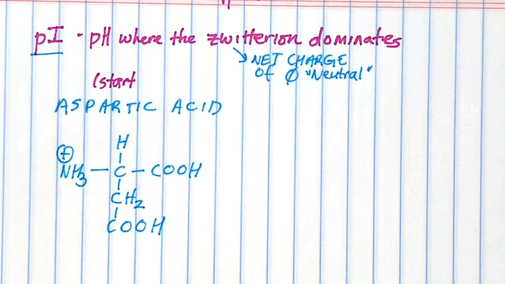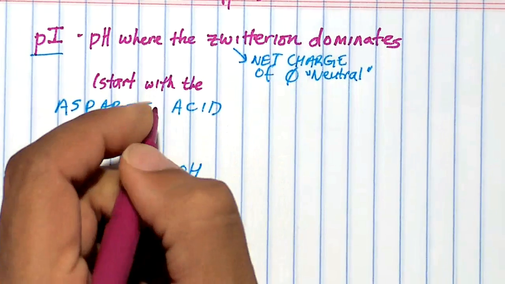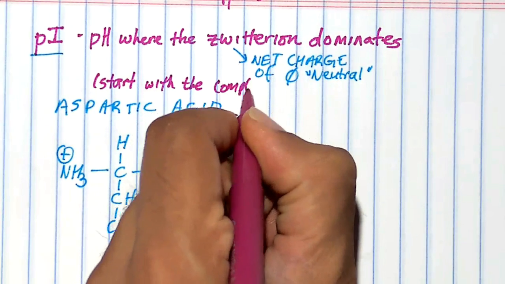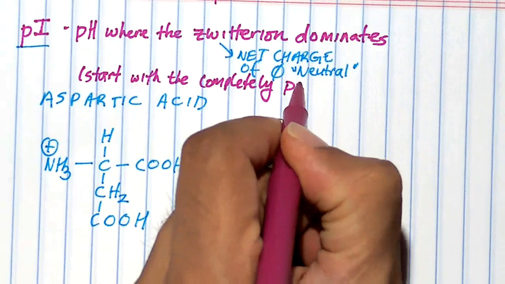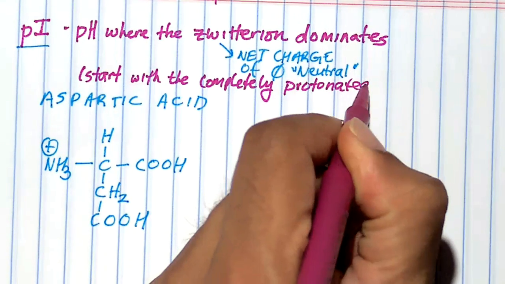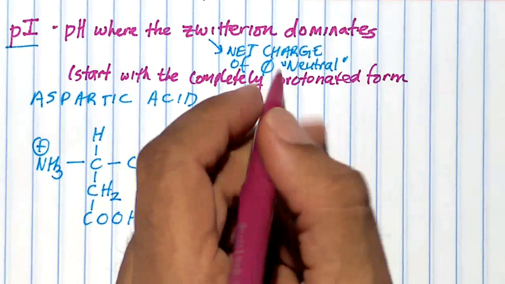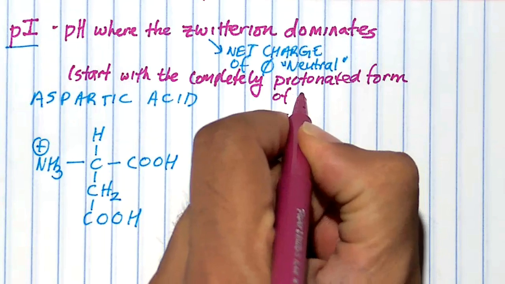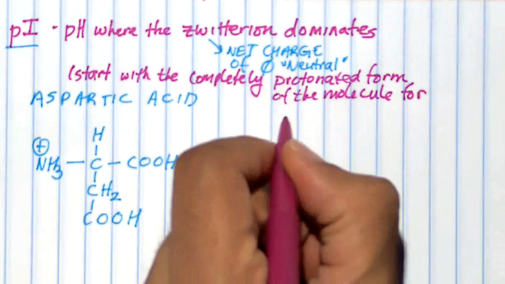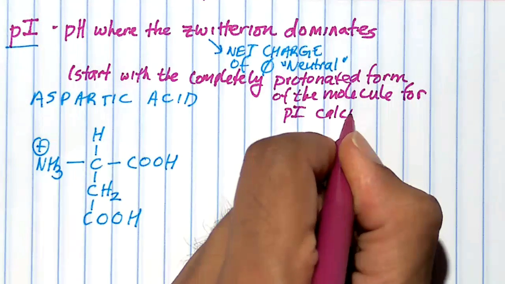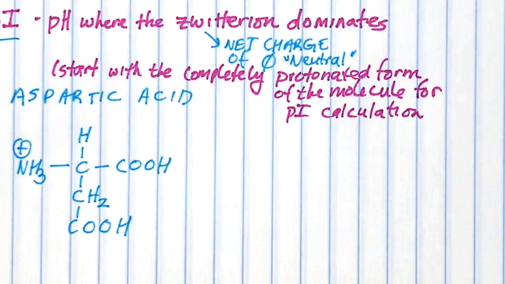So this is the structure of aspartic acid. Just as a reminder, start with the completely protonated form of the molecule of interest, in this case aspartic acid. So start with the completely protonated form of the molecule for pI problems, or for pI calculation. All right. So here we have aspartic acid.